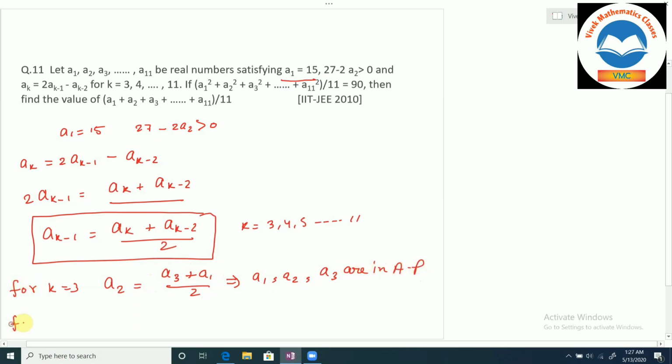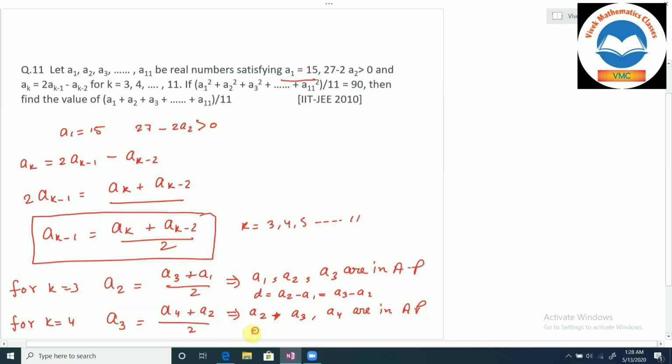Similarly, if you put K equal to 4, for K equal to 4 what you will get? A3 will be equal to A4 plus A2 divided by 2. Here also we can say A2, A3, A4 are in AP. If you see the first AP, what will be the common difference of the first AP? D will be A2 minus A1, and this will be equal to A3 minus A2.